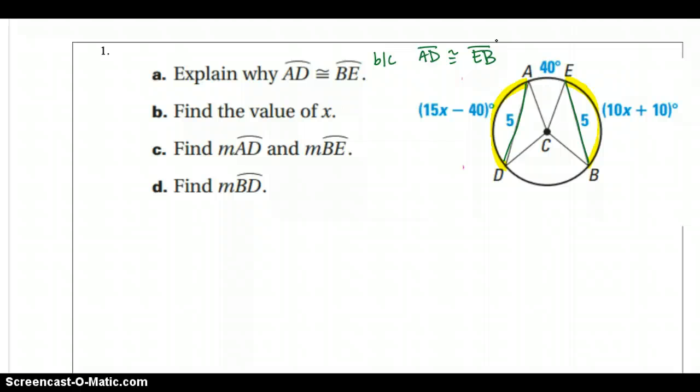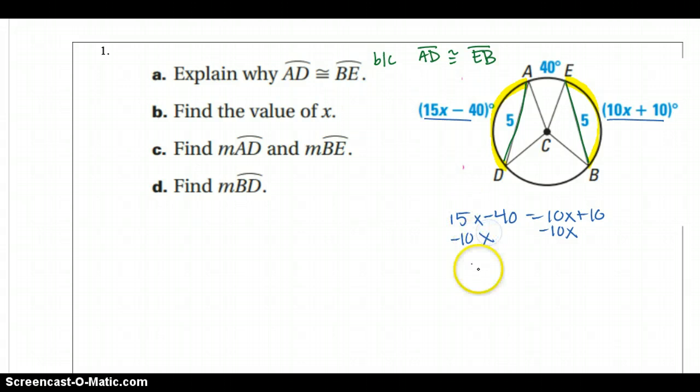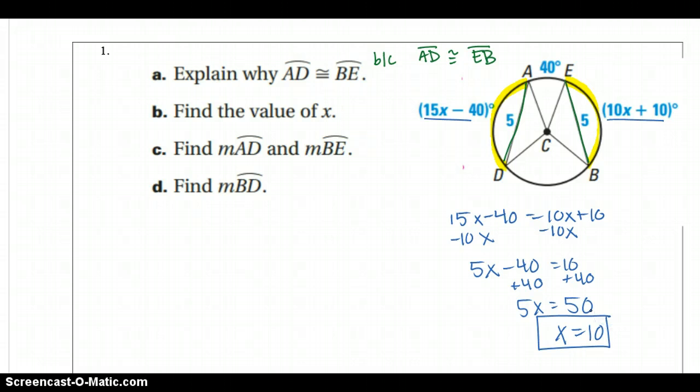Alright, part B, we have to find the value of x. So because we know that the chords AD and EB are congruent, we know that their lengths have to be equal, so we can set them equal to each other. So 15x minus 40 has to equal 10x plus 10. I'm going to subtract 10x from both sides to get all my x's on one side. So I have 5x minus 40 equals 10. Move over the 40 by adding. 5x equals 10 plus 40 is 50, so x has to equal 10. So there's the value for x.